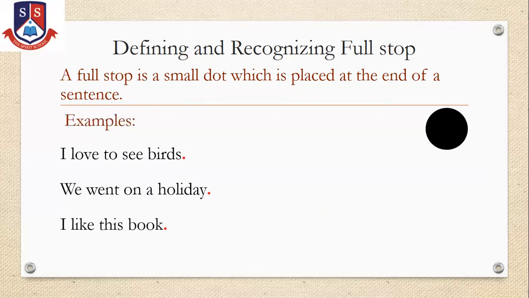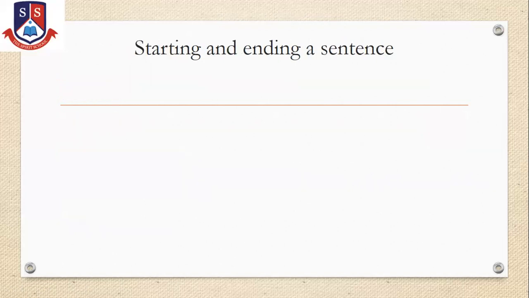For example, I love to see birds. You see, it is the sentence that is ending with a full stop. We went on a holiday. It is also ending with a full stop. I like this book. It is also ending with a full stop. That is a small dot. You see, we have learned that full stop is a small dot and it always appears at the end of a sentence. It always shows that the sentence is ending or finishing.